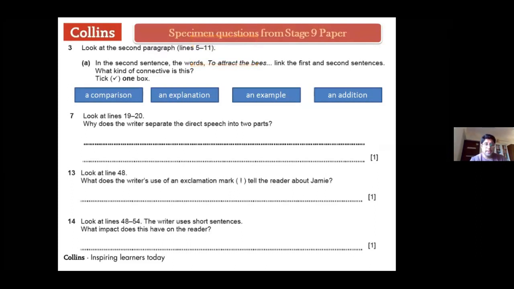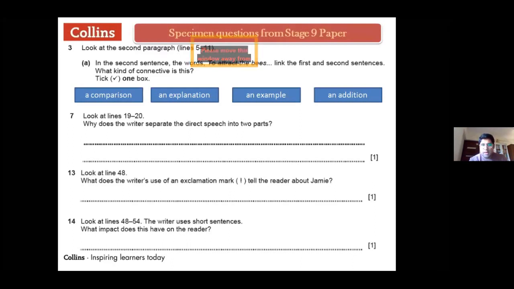Why does a writer separate the direct speech into two parts? Now there could be multiple reasons. Maybe just to place a lot of focus, attention or emphasis on the second part of the speech, or the first part of the speech. It could be anything. That's why the split has been made so evident.